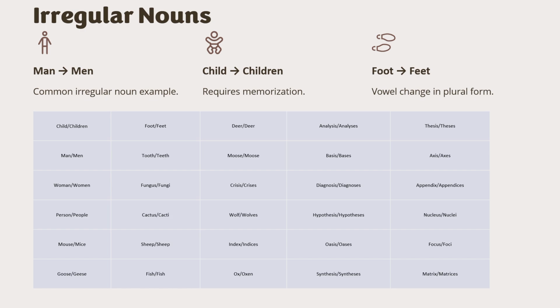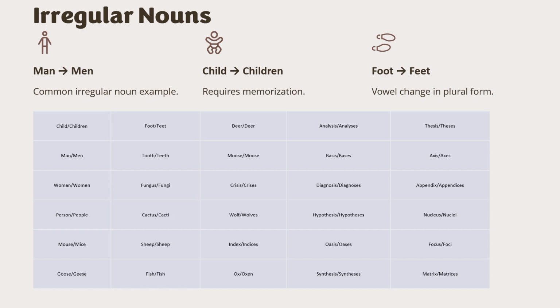Okay, so now let's discuss irregular nouns. These do not follow standard pluralization rules. These can be a bit tricky, so it's very important to try to memorize them. Just to give some brief examples, the word man becomes men, child changes to children, and the word foot turns into feet.